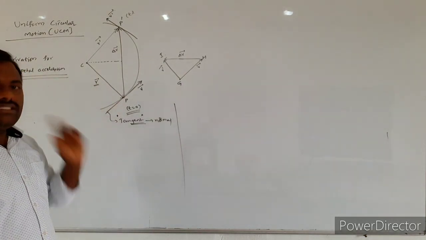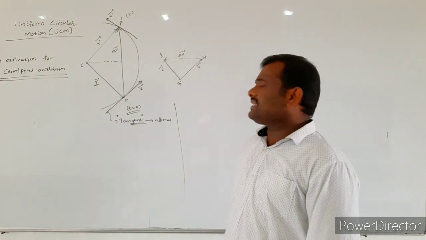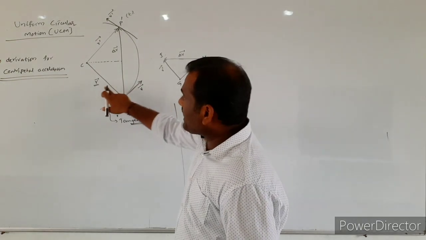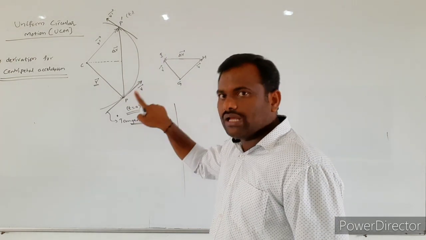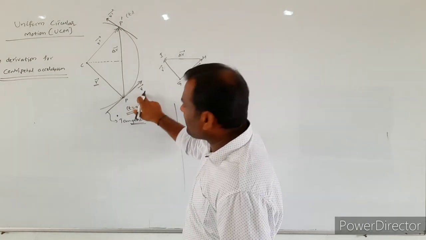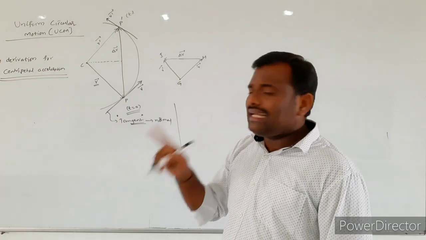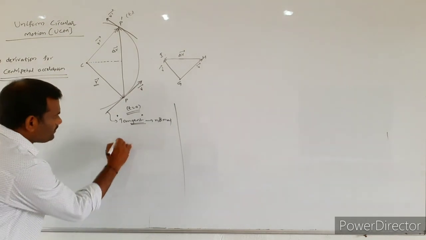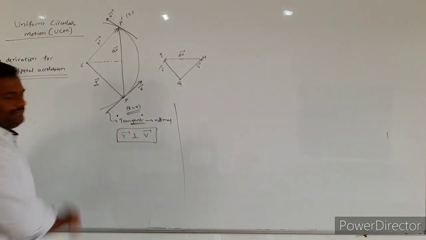So at any point in the circular motion, whenever the particle is revolving in circular motion, the velocity vector and the radius vector at that given point must be perpendicular to each other. This point we have to remember.